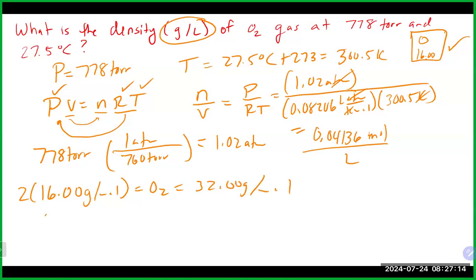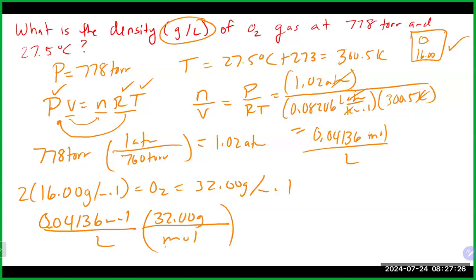So to finish it up here, we'll do a little dimensional analysis conversion here. Moles on top, liters on the bottom. We're going to multiply by the molar mass so that the grams end up on top. Moles on the bottom and top will cancel, and that will get us to like 1.32 grams per liter.